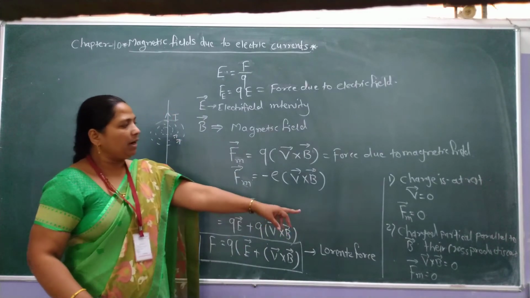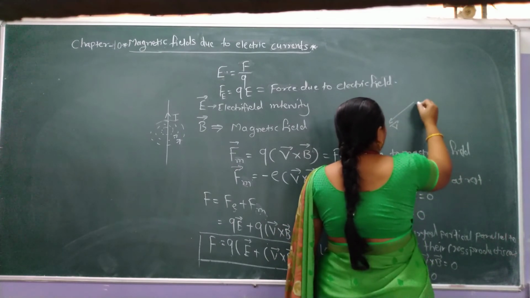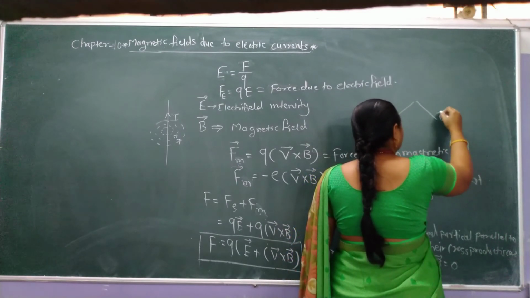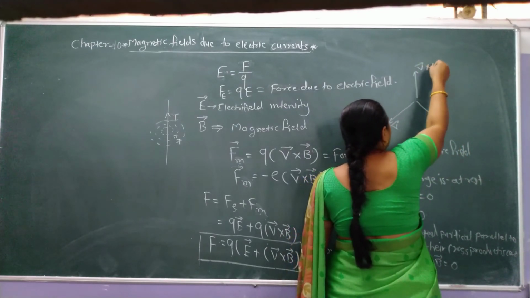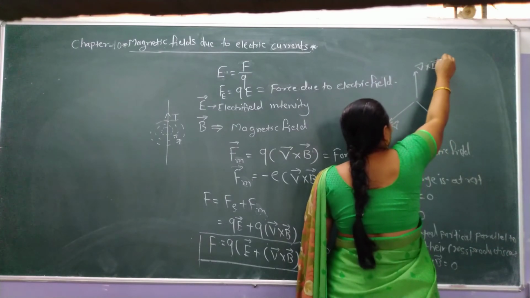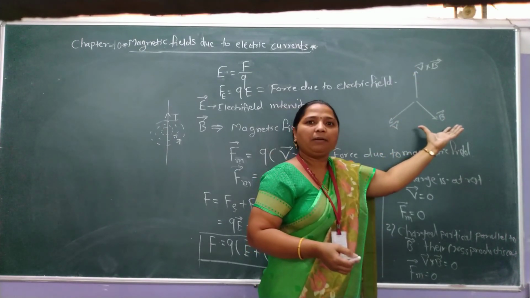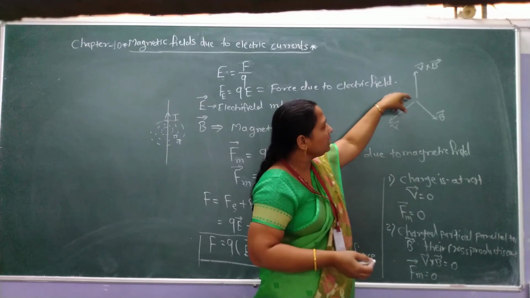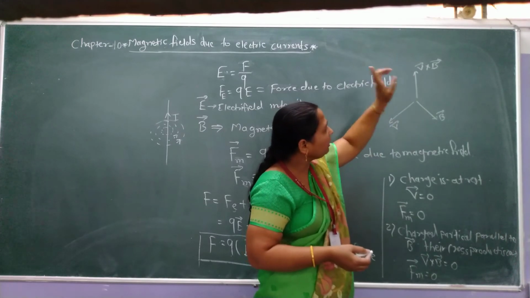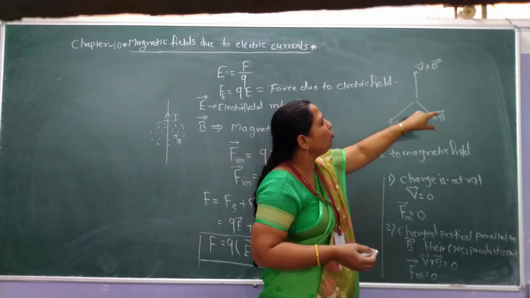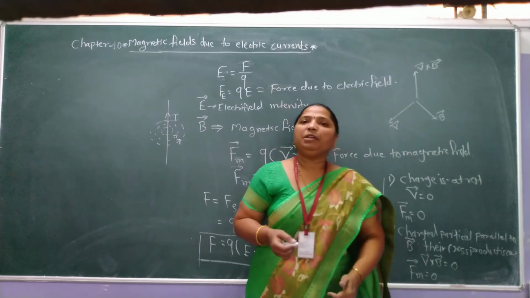The velocity and the magnetic field are represented by the V vector and the B vector, and their cross product is V vector cross B vector. The cross product is perpendicular to the plane containing the V vector and B vector. The third vector, the cross product of the two vectors, is perpendicular to the plane containing the V vector and B vector.